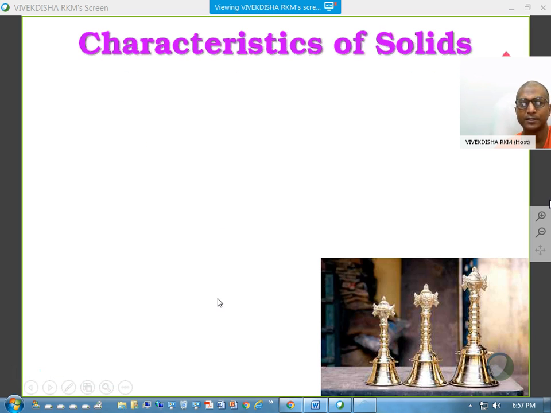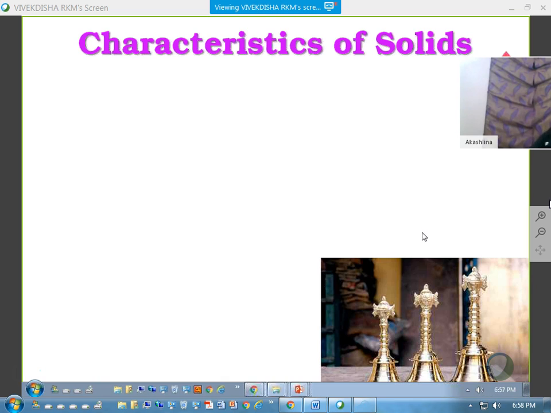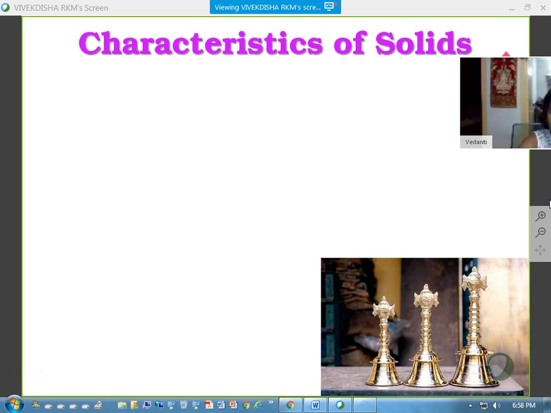So these are the next one. Akash, Dilna, can you identify the picture? What is this? Vedanti, what's that? It is ghanta, bell. Used for?